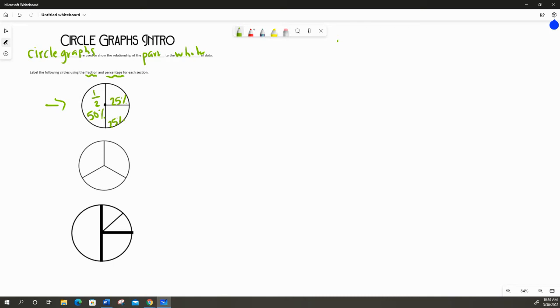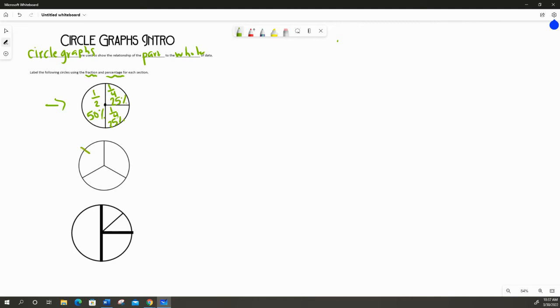Now we just need to think about the fraction part of it. 25%, if we're thinking about money, quarters are worth 25 cents. So each of these sections are considered to be 1/4. Okay, so make sure you go ahead and have that labeled. Now let's look at the next one.